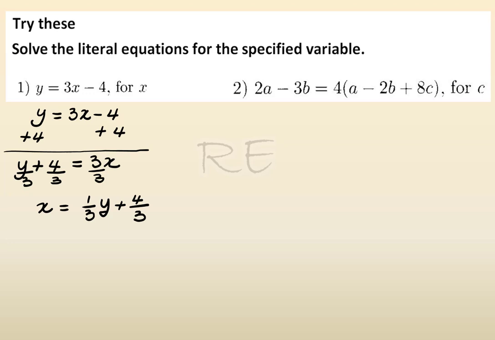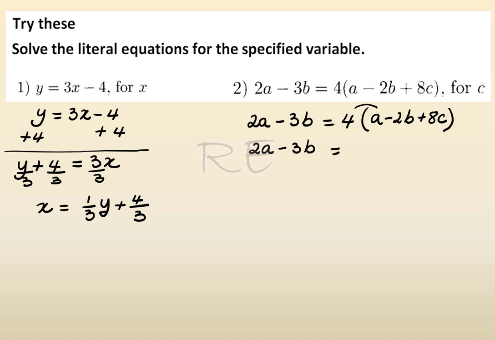The second equation will be solved for c. Before we do anything else, we're going to distribute 4 to simplify the right side. 4 times a is 4a. 4 times negative 2b, negative 8b. And 4 times 8c is 32c.